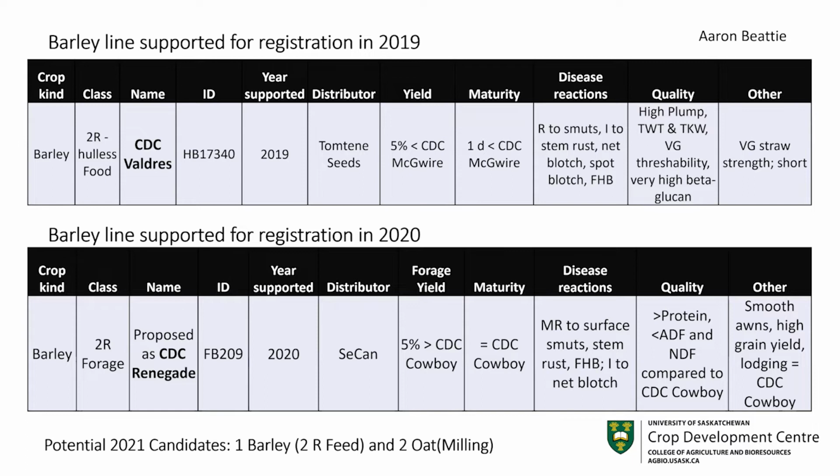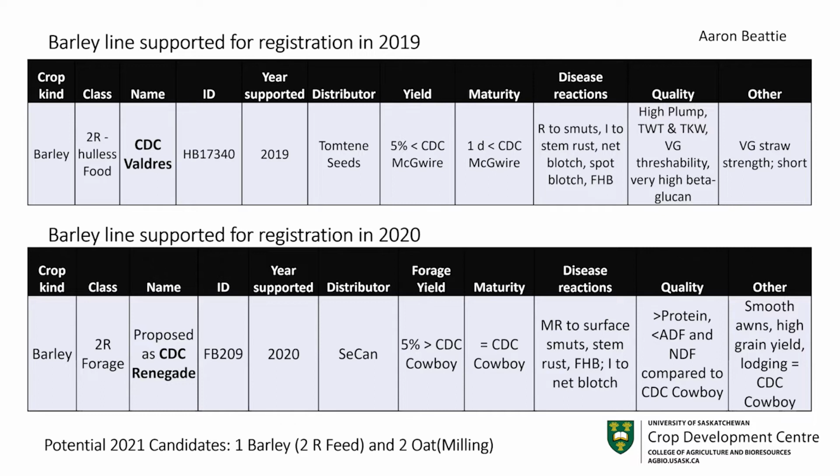So forage yield is 5% higher than Cowboy, with similar maturity, moderately resistant to surface smuts, stem rust, and Fusarium head blight, and intermediate to net blotch. Okay, higher protein and a little bit lower ADF and NDF compared to Cowboy. It has a smooth awn and high grain yield, with lodging similar to CDC Cowboy. So that was the two cultivars released in the last 2 years.